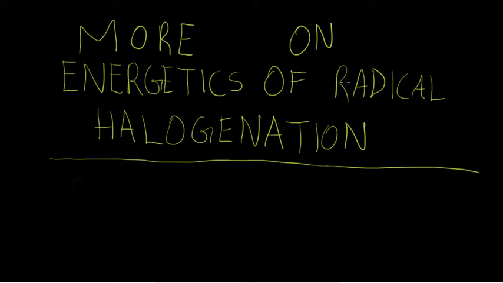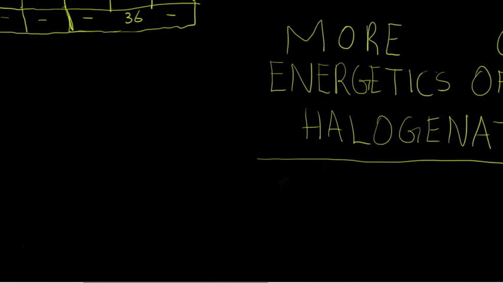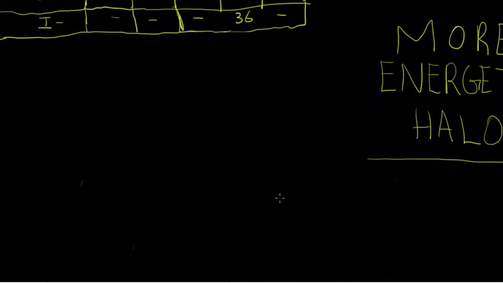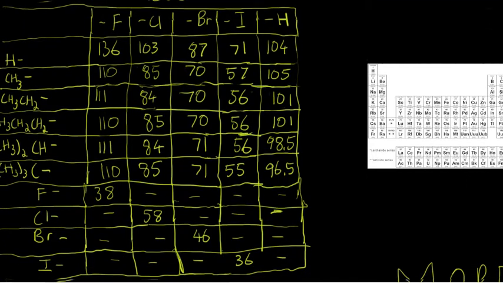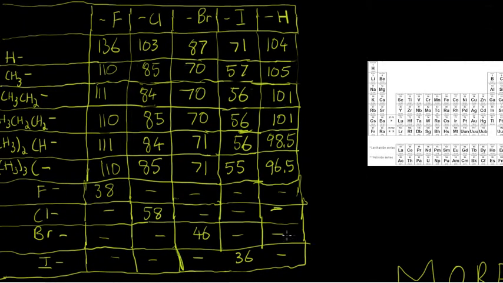In this video, we're going to be continuing our discussion on the energetics of radical halogenation. We're going to take another look at the table we finished up in a previous video. And this is a table of bond dissociation enthalpies.